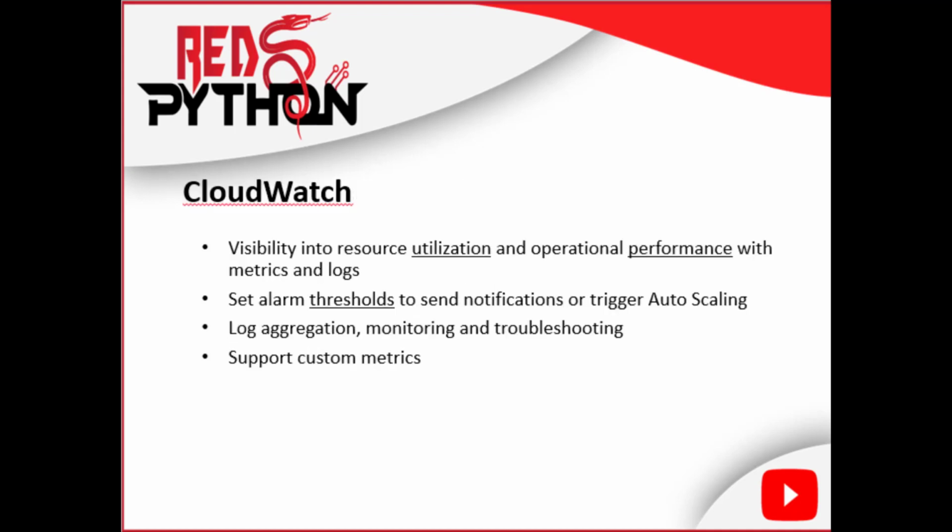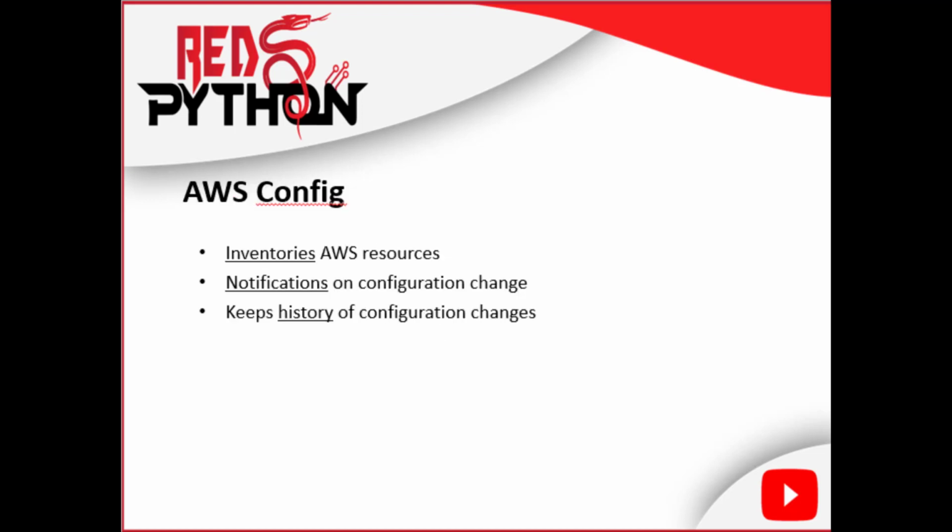CloudWatch gives you visibility into your resource utilization and operational performance with lots of beneficial metrics. You can set alarms, thresholds, or trigger auto-scaling. It is useful for log aggregation, monitoring, and troubleshooting. AWS Config is a fully managed service that provides you with an inventory of your AWS resources. It lets you audit the resource configuration history, and notifies you of resource configuration changes.